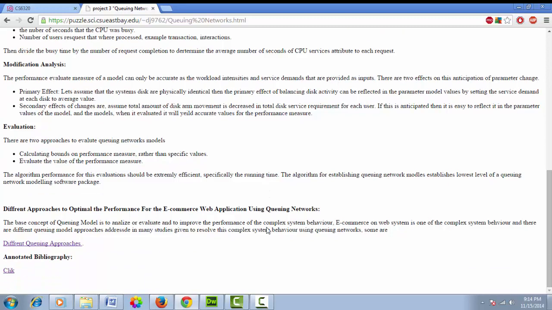Here you are going to see different approaches to optimal performance of an e-commerce web application using queuing networks. The basic concept of queuing networks is to analyze, evaluate, and improve the performance of the complex behavior of a system. An e-commerce web system is one such complex system, and many studies have addressed different queuing model approaches to resolve this complex behavior. We are going to see some of them.